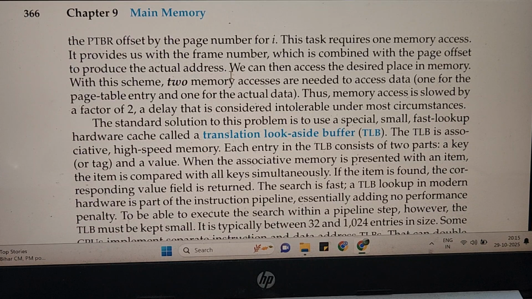Also, the first check in your page table is going to be a sequential one. Once you get the frame number, you can probably jump directly to that frame in your physical memory. But to get the frame number, you're checking the page number one by one. That has to be a sequential thing, right? So that is a delay and a costly delay. The solution for that is to use a small fast lookup hardware cache called a translational look-aside buffer.